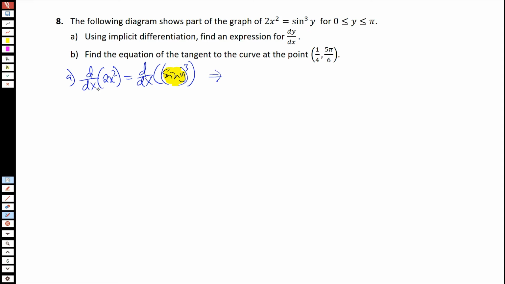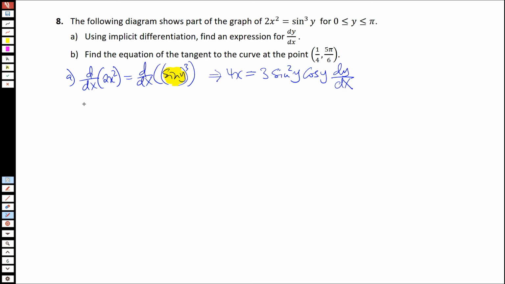So this implies that the left hand side will have 4x being equal to, and then the right hand side we shall have, let's start with the outside, bring 3 in front, so 3 sine y squared, and then derivative of the inside, and inside again we have to apply chain rule twice. Derivative of sine is cosine, so cosine y, and derivative of y is dy over dx.